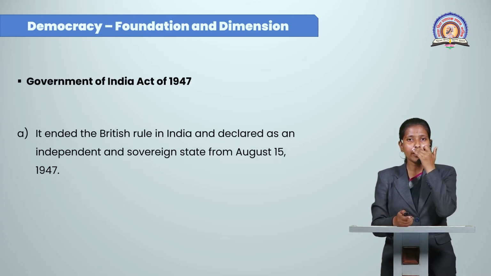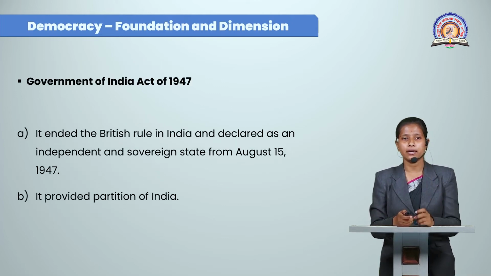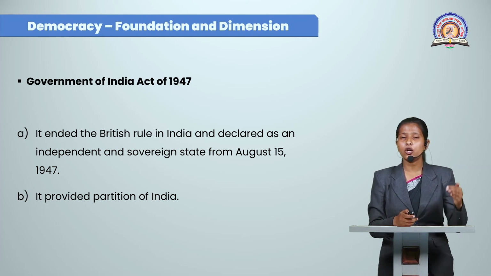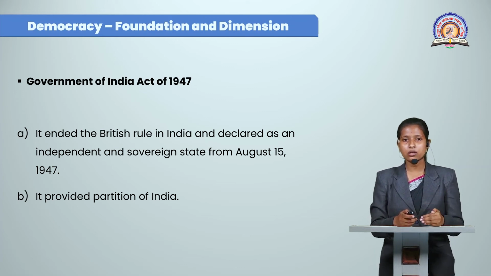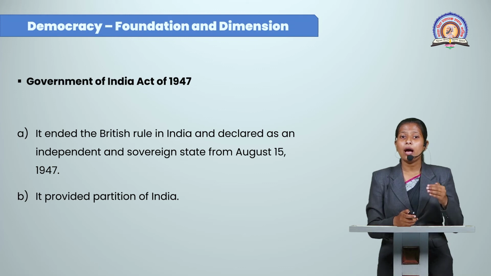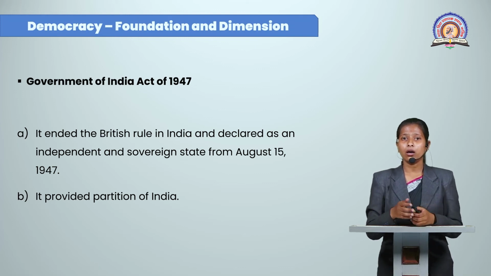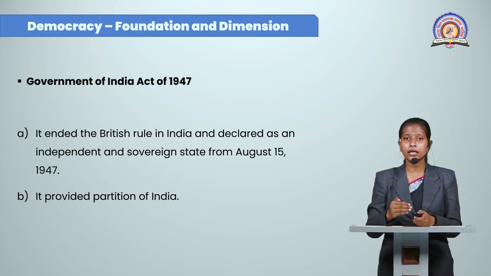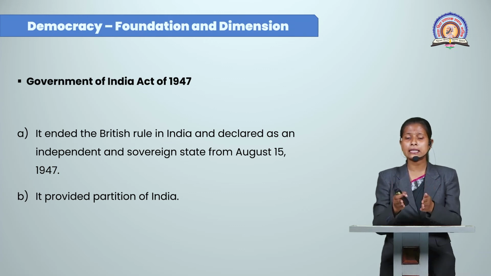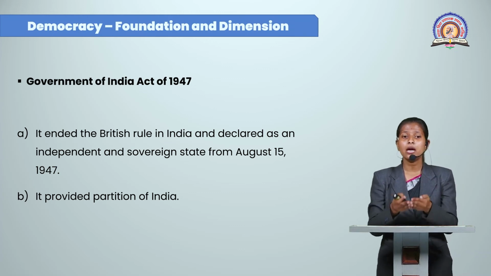After that, the Government of India Act 1947. It ended the British rule in India and declared India an independent and sovereign state from August 15, 1947. Now, this was only the constitutional history. It was a very big fight, but it was only the constitutional ideas. So now this gave the dimension.